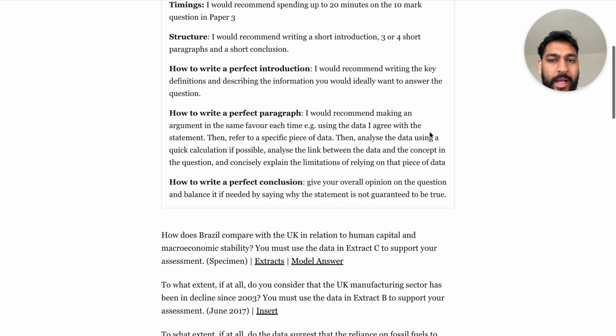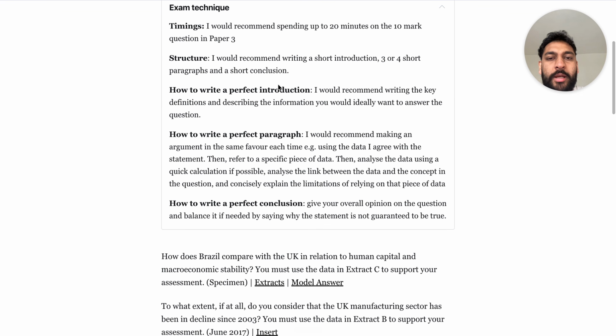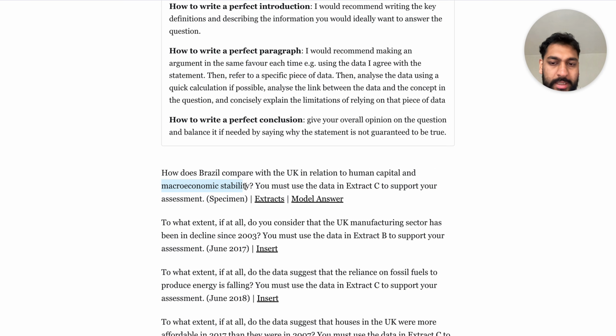And the other thing I might try to do in my introduction is say what information I'd want if I wanted to answer that question. So I would want data on the UK and Brazil's levels of unemployment, inflation, economic growth, skills, and so on.